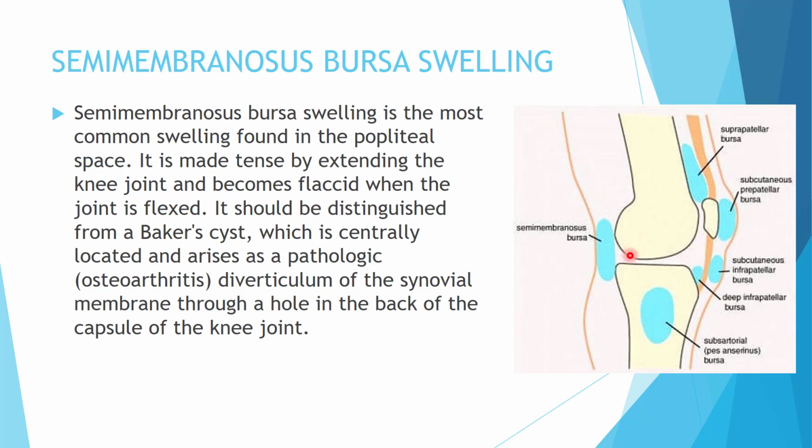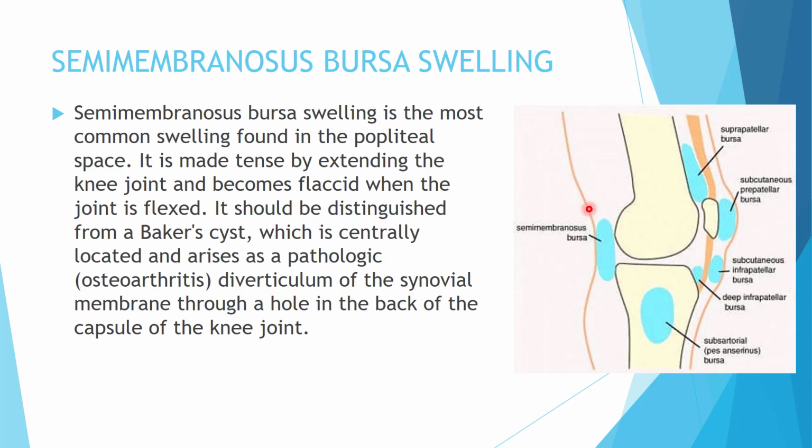So sometimes what happens, there is semimembranosus bursa swelling, which is the most common swelling found in the popliteal space. It is made tense by extending the knee joint and becomes flaccid when the joint is flexed. It should be distinguished from the Baker's cyst, which is centrally located and arises as an osteoarthritis or the pathological diverticulum of the synovial membrane through a hole in the back of the capsule of the knee joint.